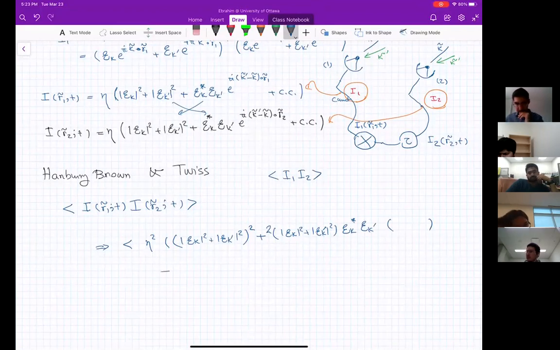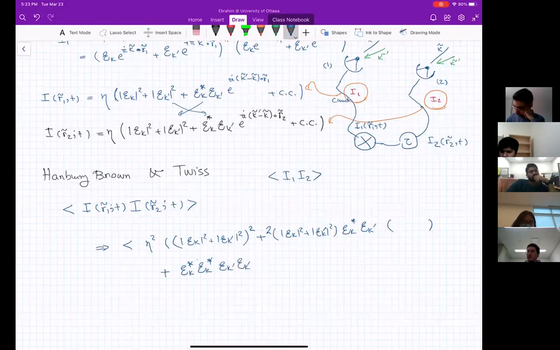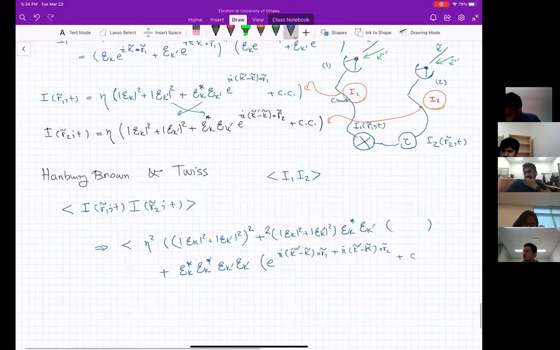And finally, I will get an additional term, which is E_K star E_K prime, and then the expression which is the product of the two, e to the power of i (k prime minus k) dot r1 plus i (k prime minus k) dot r2, plus the complex conjugate of this. Okay, average.